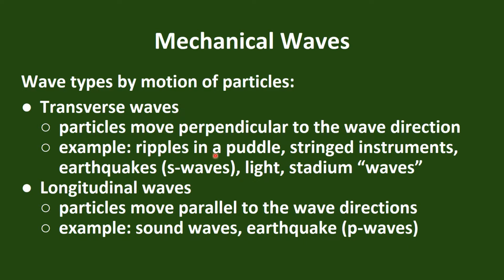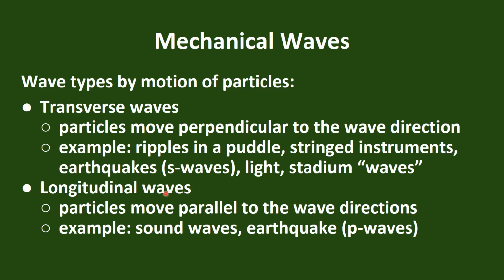For example, if you drop a pebble in a small puddle and you see those ripples go out, that's a transverse wave. The wave on a stringed instrument like a guitar or violin, the kind of wave on that string that creates the sound, is also a transverse wave. There are earthquake waves. Earthquakes actually generate two kinds of waves. One type is transverse. It turns out that light is a transverse wave, and that's something we'll study later in the course. And then, believe it or not, in its own way, those waves that people do at a stadium are also transverse in nature.